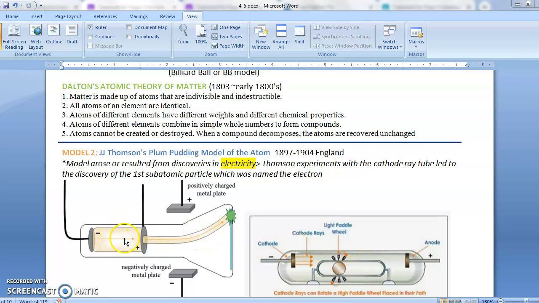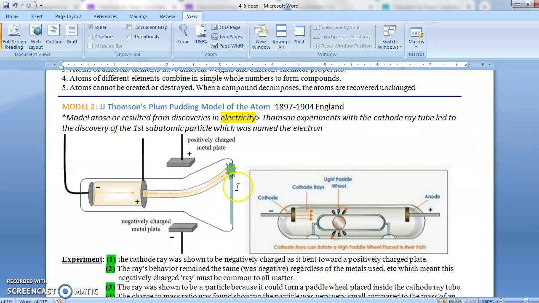So what happened to this cathode ray? Thomson began to study the cathode ray. He did it by putting a positive and negative plate outside the cathode ray tube. And that ray bent towards the positive plate, which meant that that cathode ray had a charge and it was negative.